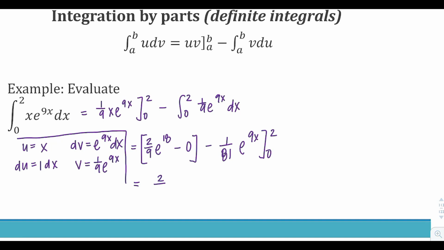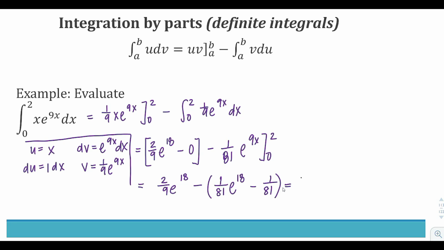So here we're going to substitute in 2 and substitute in 0. The first part is 2/9 e to the 18 minus, I'm going to keep parentheses, 1 over 81 e to the 18. And this time plugging in 0 doesn't give me 0 because there's no x as one of the pieces of the product. So if I plug in 0, I get minus 1 over 81 e to the 0, which is just 1. So minus 1 over 81. Now we have 2 over 9 e to the 18 minus 1 over 81 e to the 18th plus 1 over 81. Don't forget to distribute the negative. That's why we kept parentheses.